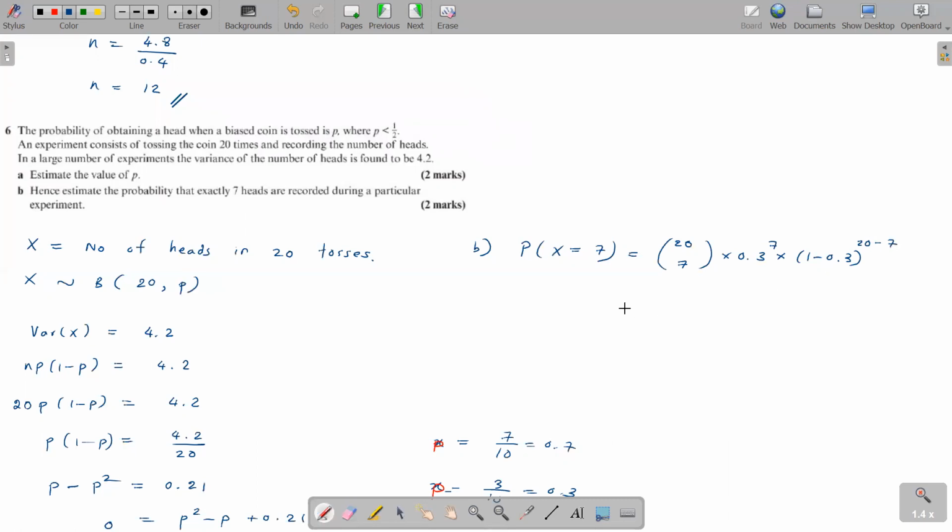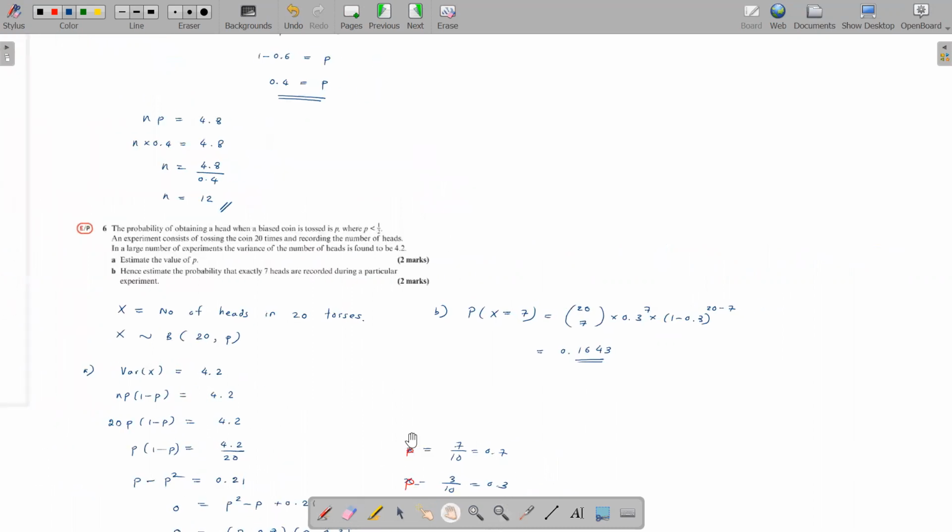So guys, let's get the answer. Type it in the calculator. Okay, so the answer here is 0.164261, it goes on. So 0.1643, correct to 4 decimal places. Right, so this is the probability that exactly 7 heads are recorded during the experiment. Okay, so I hope this part is clear with all of you.